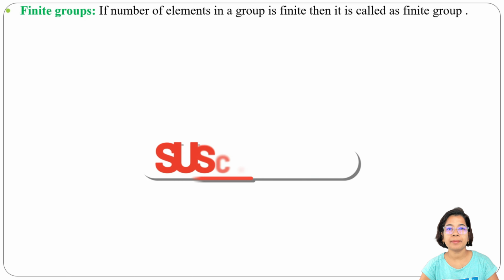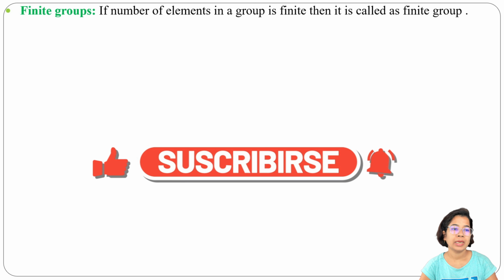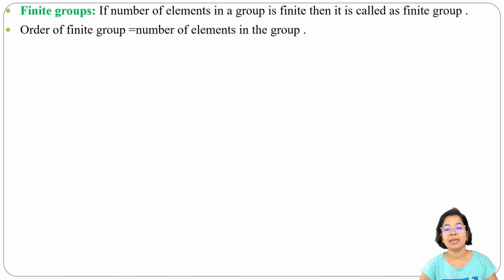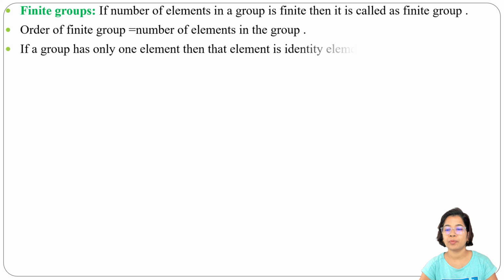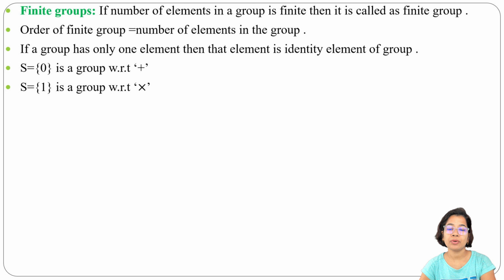Next, I will discuss finite groups. If the number of elements in a group is finite, then it's called a finite group. Till now, we discussed only infinite ones. Next, we will discuss finite ones. The order of a finite group equals the number of elements in that group. If a group has only one element, then that element is the identity element of that group. Like S equals {0} is a group with respect to addition, and S equals {1} is a group with respect to multiplication.